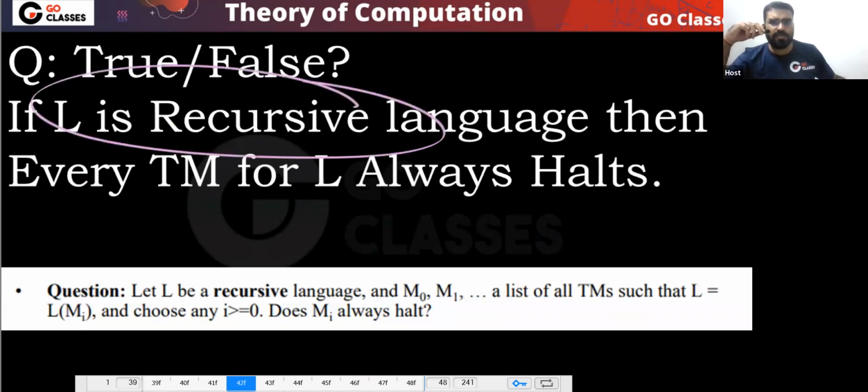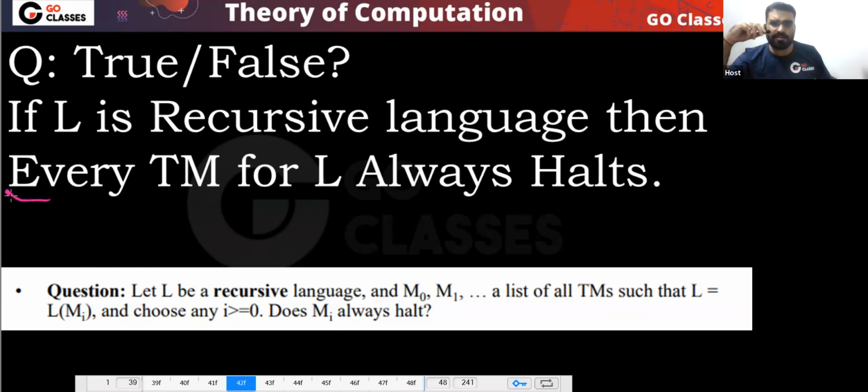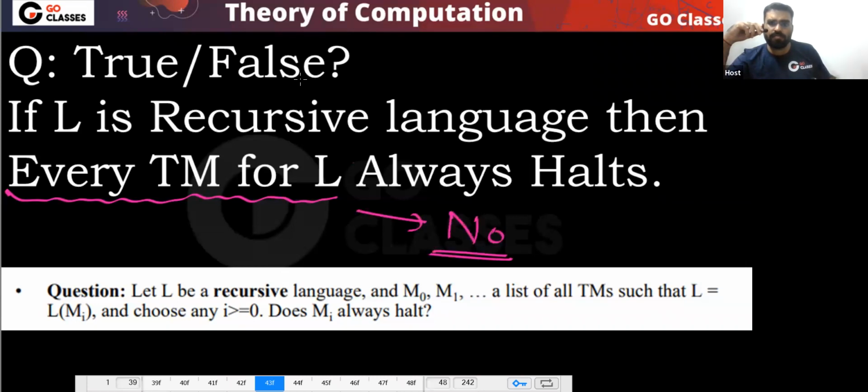Now tell me about this one. If L is recursive, then can I say every Turing machine is a halting Turing machine? Means every Turing machine always halts. So the answer is no. So this statement is false. Is this clear to everyone? Please tell me. So this statement is false.